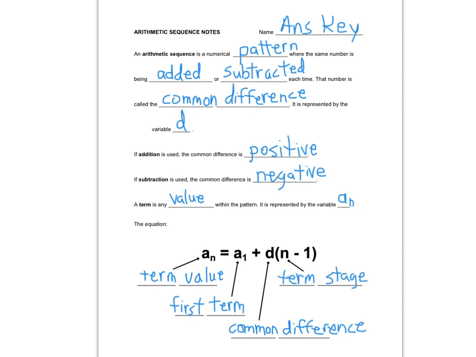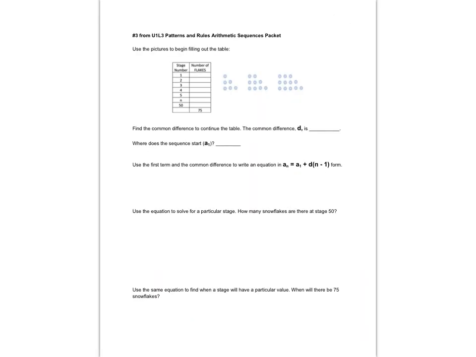Parenthesis n. N is our term stage. And then minus 1 parenthesis. This is number 3 from our Patterns and Rules of Arithmetic Sequences packet. Take a moment and try to fill in this table using the pictures of the snowflakes.